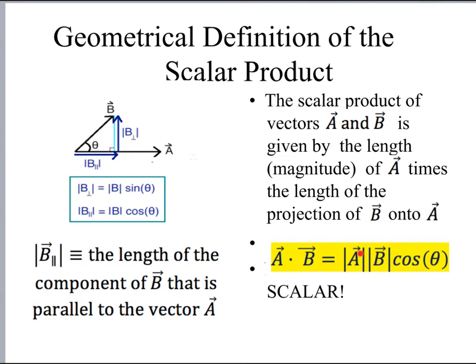And let's note, the magnitude of A is going to be a number, the magnitude of B is going to be a number, cosine of theta is going to be a number. So you're just multiplying scalars together. The answer of this thing is a scalar.